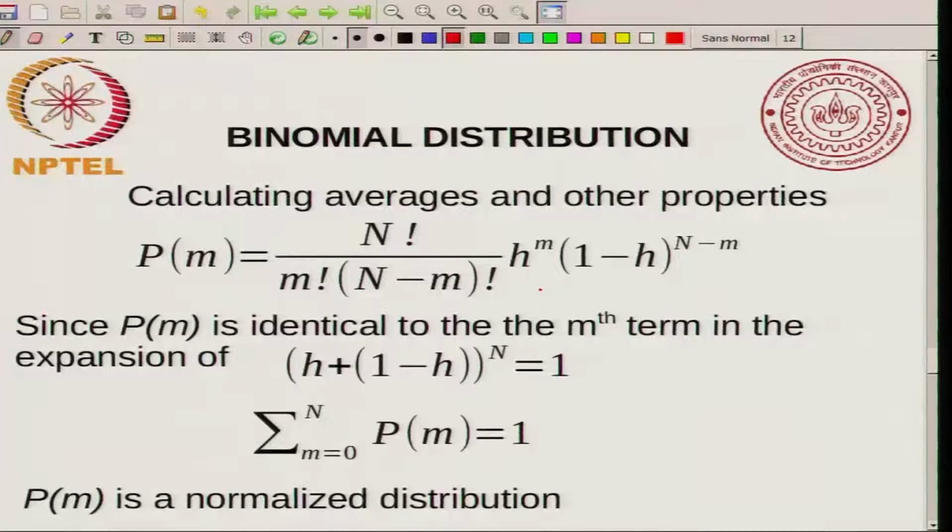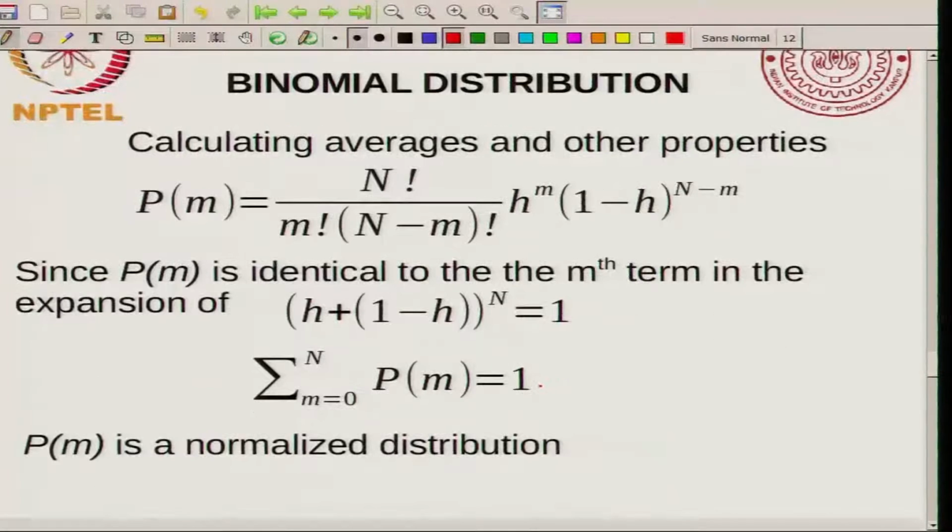Now, what can you do with a distribution? You can calculate averages and other properties knowing the distribution. As we said earlier, since Pm is identical to the mth term in the expansion of h plus 1 minus h raised to n, and this is just equal to 1, you can immediately see that the sum over m equal to 0 to n of Pm equals 1. In other words, P is a normalized distribution, that means all the probabilities add up to 1.